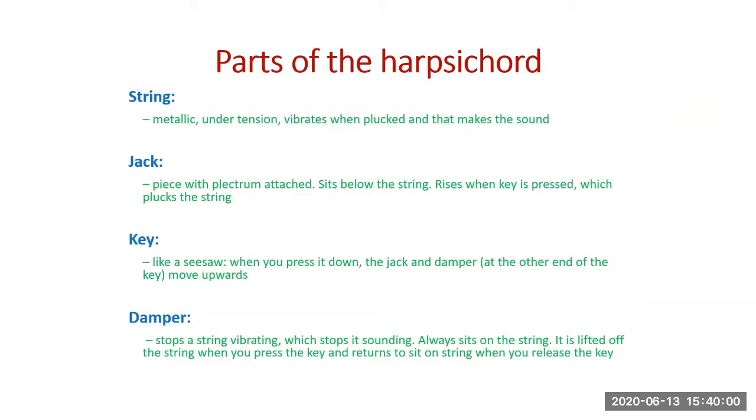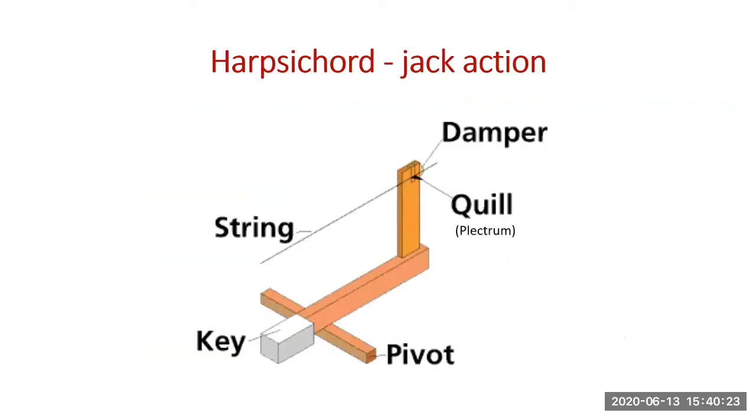The last piece of equipment is the damper, and each string has its own damper, which dampens or muffles, if you like, the sound, and it sits on the string at all times except for when you press the key down. At that point, it's lifted off the string. It will stay off the string and let it vibrate until you release the key, at which point it goes back to sit on the string and kills the sound. Here's a diagram.